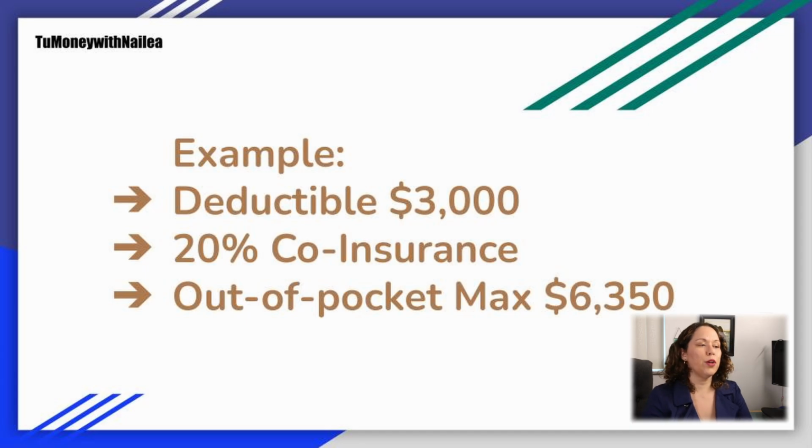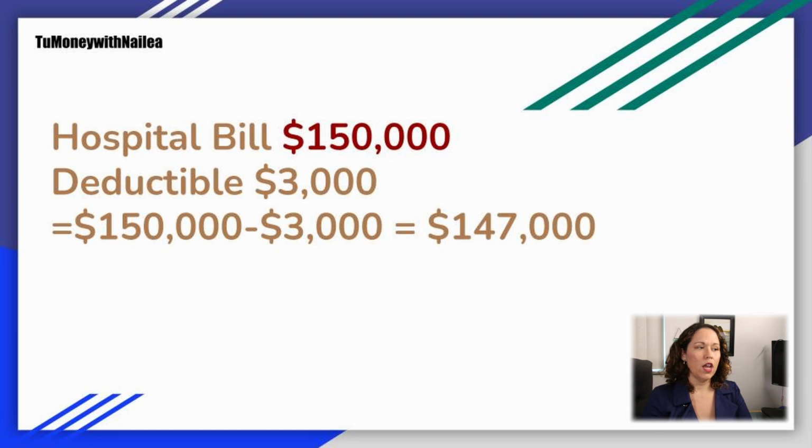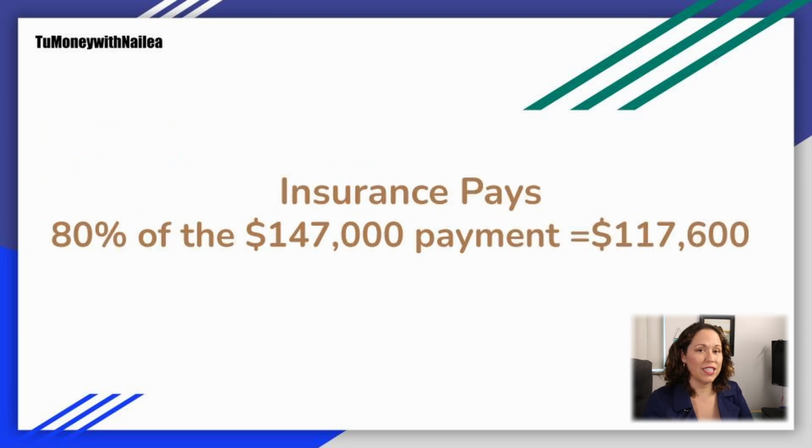So let's say you have a plan with a $3,000 annual deductible and 20% coinsurance with a $6,350 out-of-pocket maximum. You haven't had any medical expenses at all this year, but then you need surgery and a few days in the hospital. The hospital bill is going to be about $150,000. You will pay the first $3,000 of your hospital bill as your deductible, and that's coming out of your pocket. Then your coinsurance kicks in.